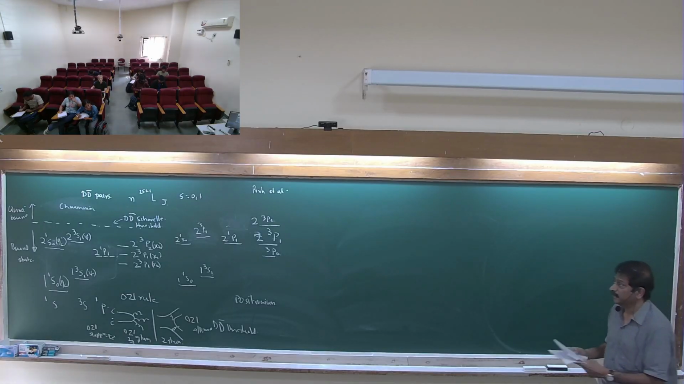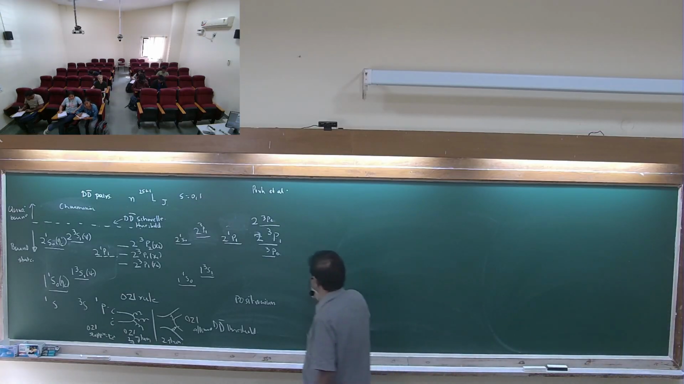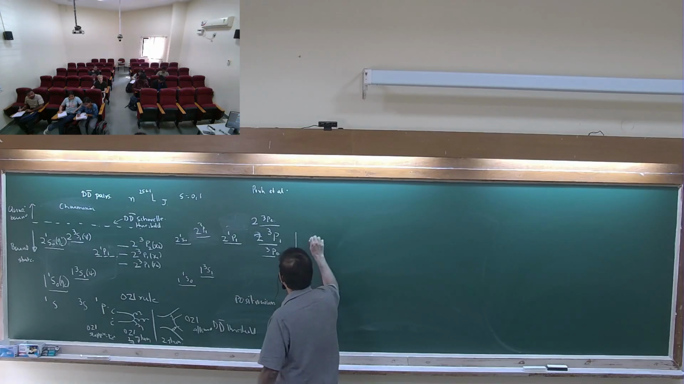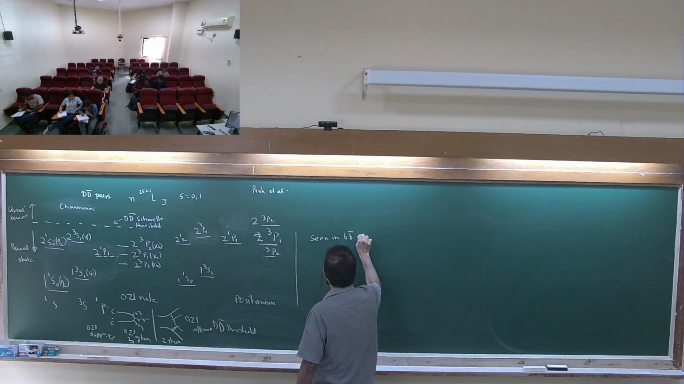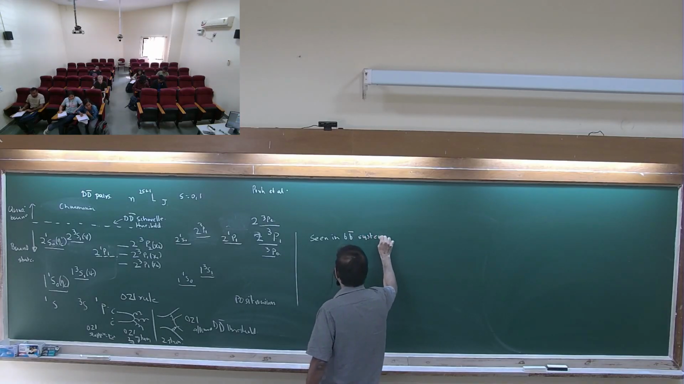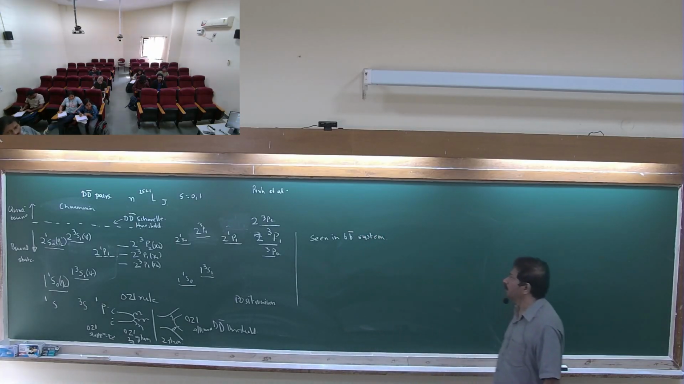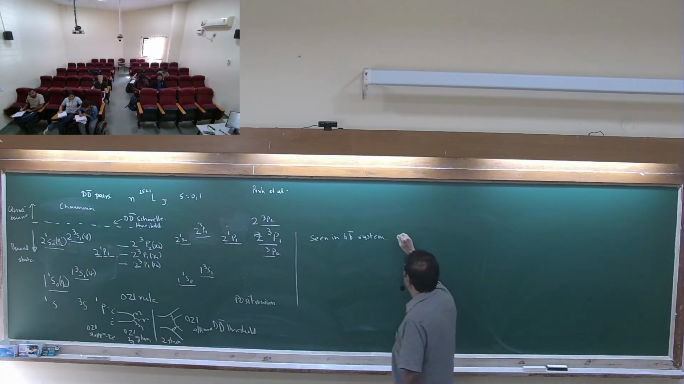So a similar thing is also seen in the b b-bar system, except that there are even more bound states. In addition, there are more bound states.